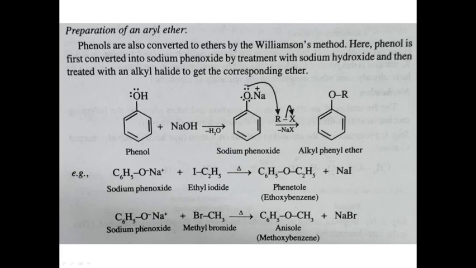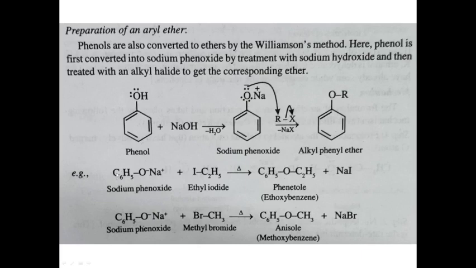Now we have to discuss the preparation of an aryl ether. An aryl ether can also be prepared by Williamson's method. Here, for example, we take phenol and react it with sodium hydroxide, and we get sodium phenoxide. This sodium phenoxide reacts with an alkyl halide, and we get an alkyl phenyl ether. So this is the reaction scheme. This Williamson synthesis can be used for the preparation of aryl ethers and also alkyl ethers.